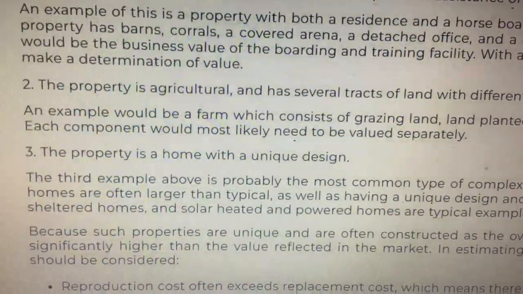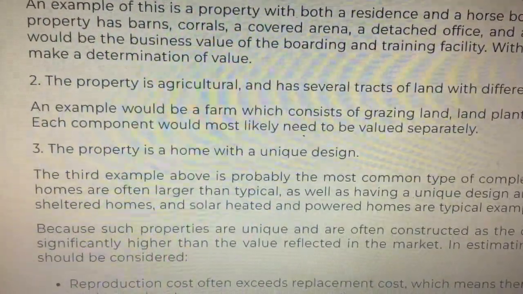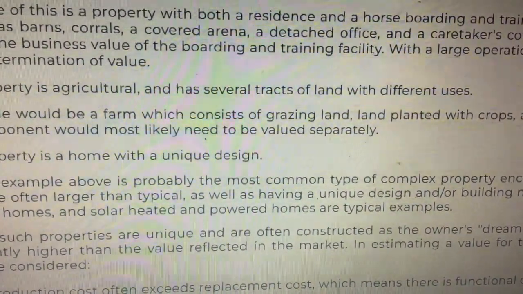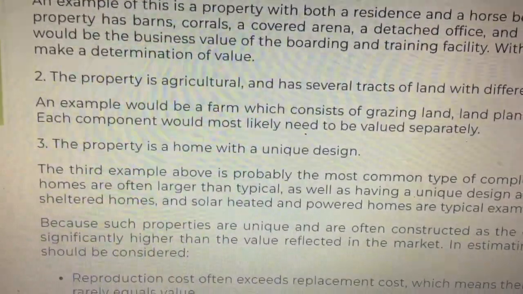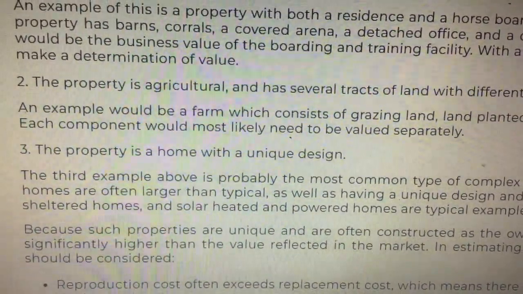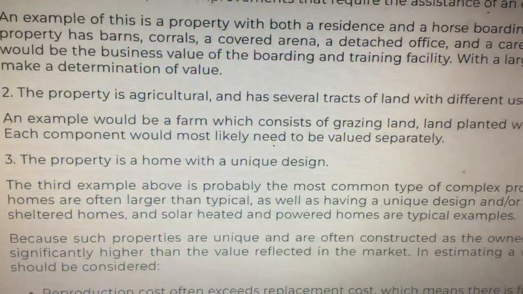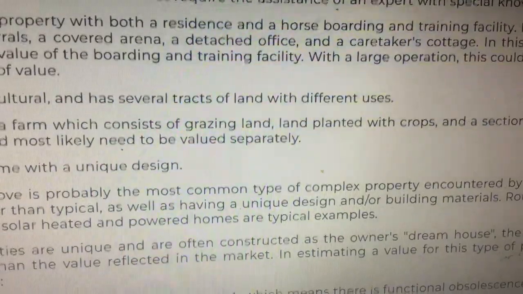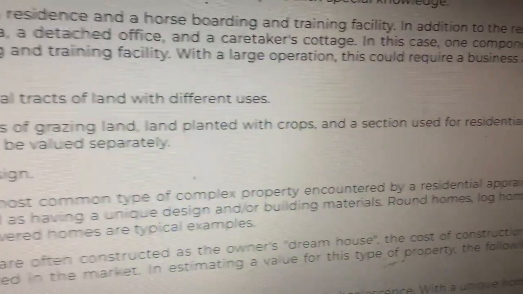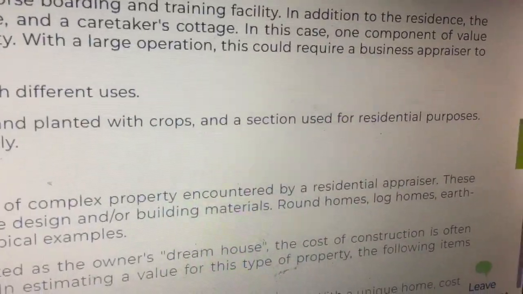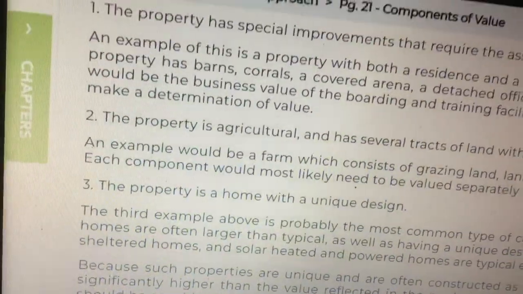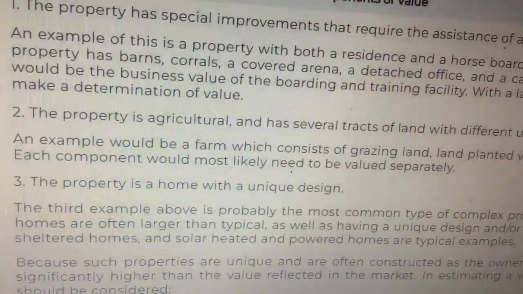Number two, the property is agricultural and has several tracts of land with different uses. An example would be a farm, which consists of grazing land, land planted with crops, and a section used for residential purposes. Each component would most likely need to be valued separately.